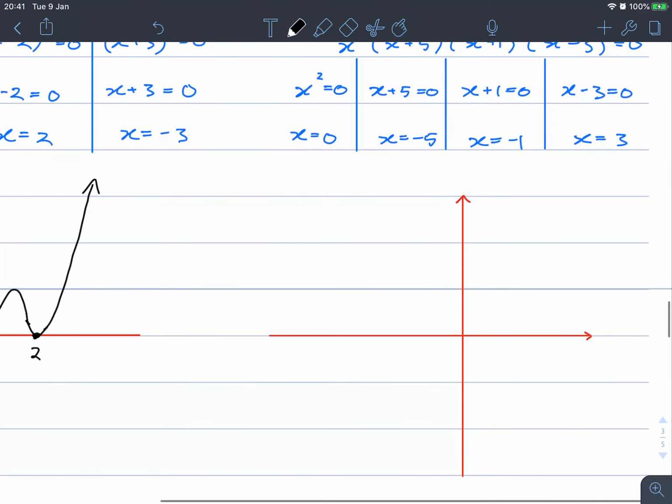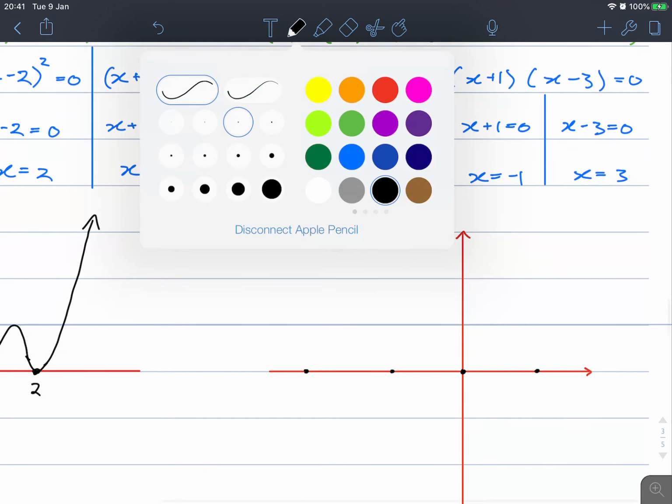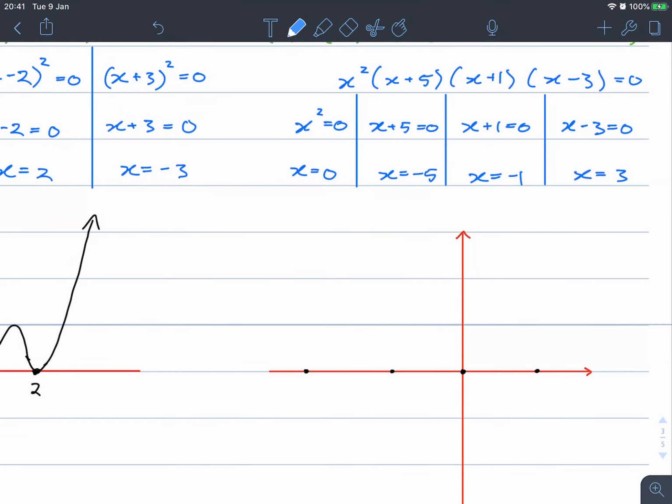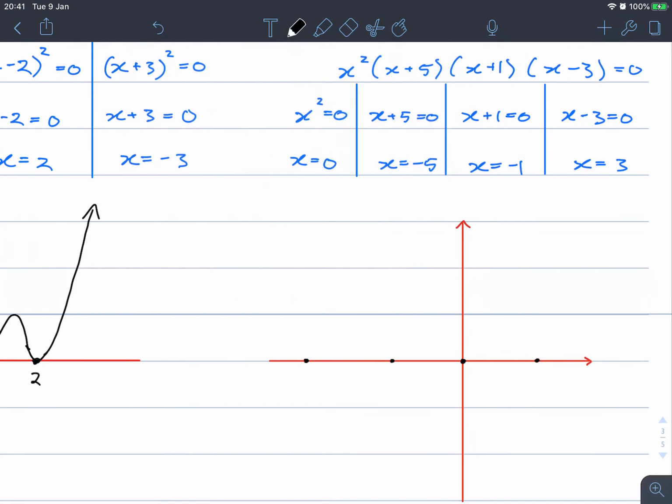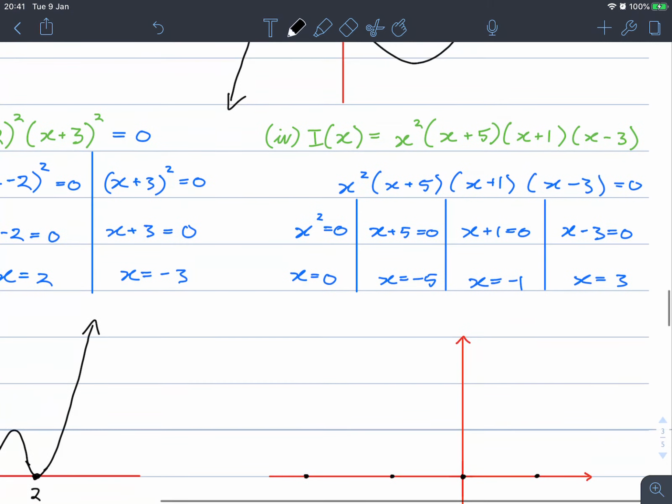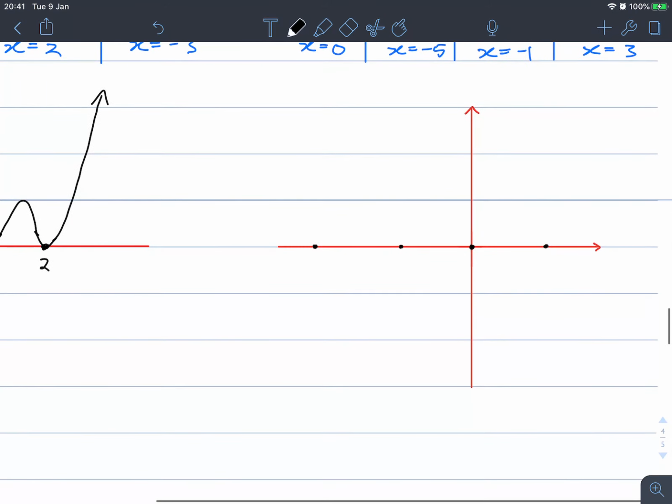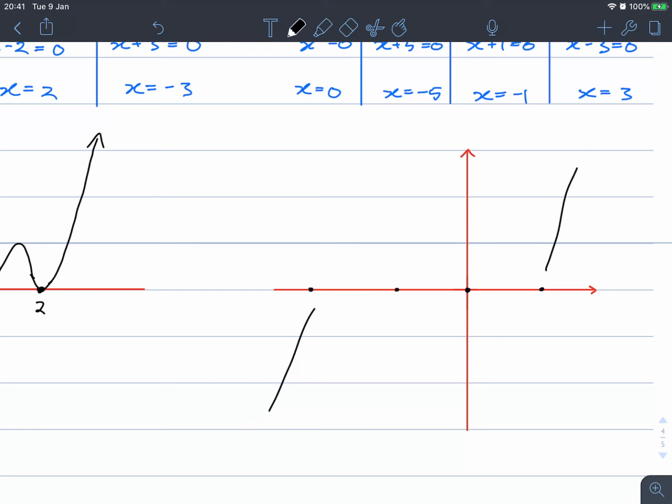Here we go. So negative 5, negative 1, 0, and 3. Notice how 0 has a repeating root because of the x squared. So at 0, it should only touch the x-axis, not go through it. This has a positive coefficient. So like a regular cubic, it enters from below, exits above. So we're already getting a shape of what this might look like.